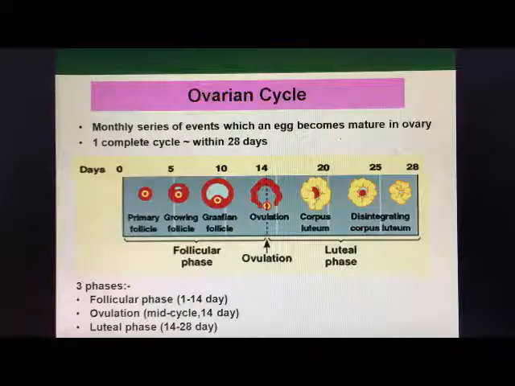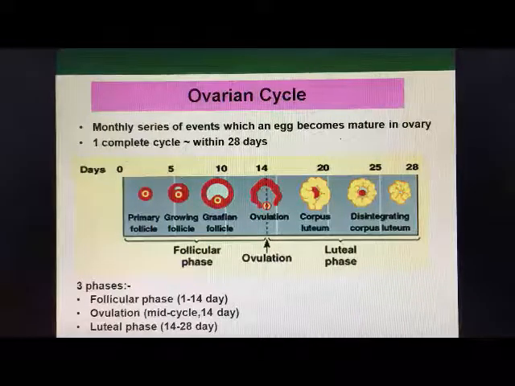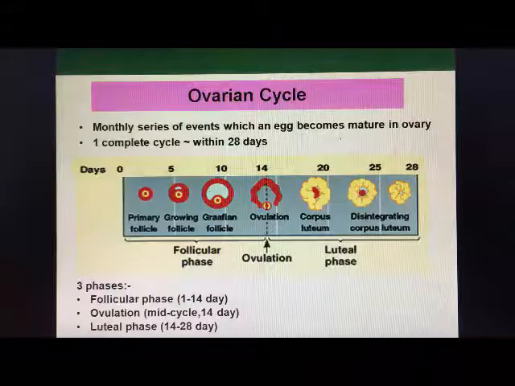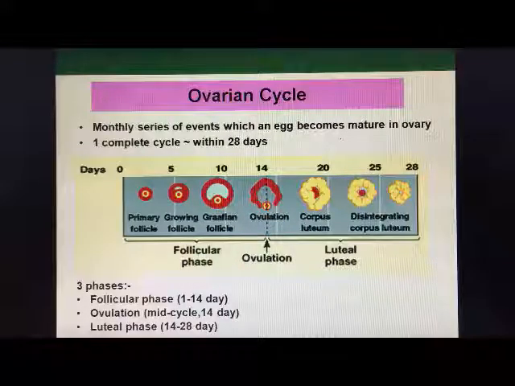Today, I'm going to describe the ovarian cycle. The ovarian cycle occurs inside the female body. It is a monthly series of events in which an egg becomes mature inside the ovary. Usually, one complete cycle takes about 28 days to be completed, but it can vary among females. It can be as short as 21 days and as long as 40 days.